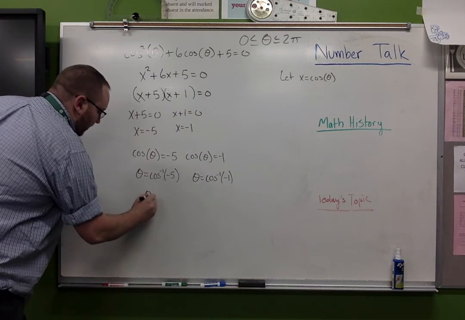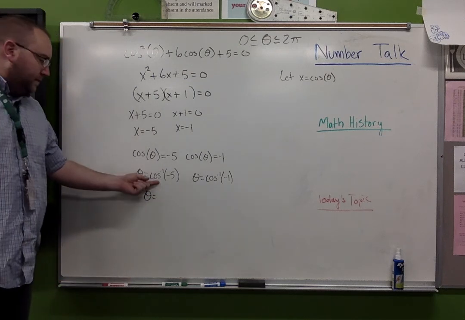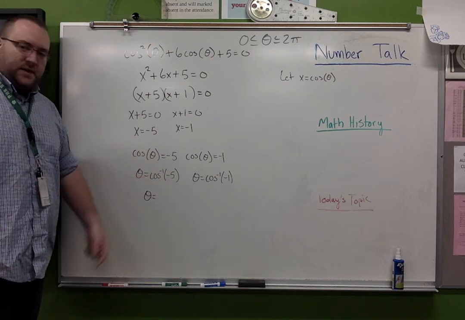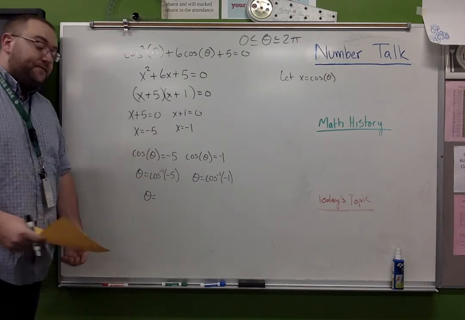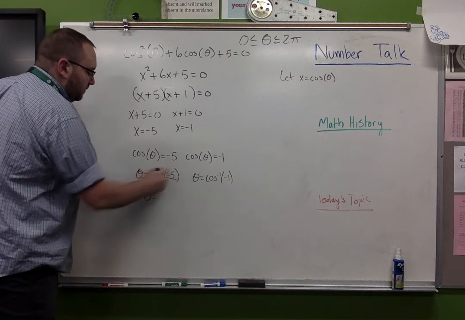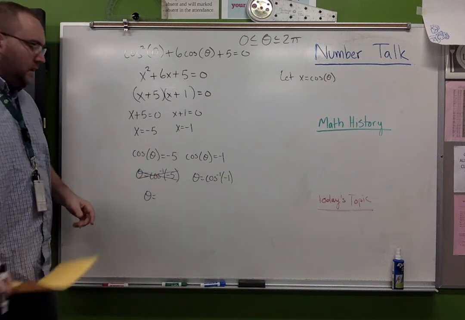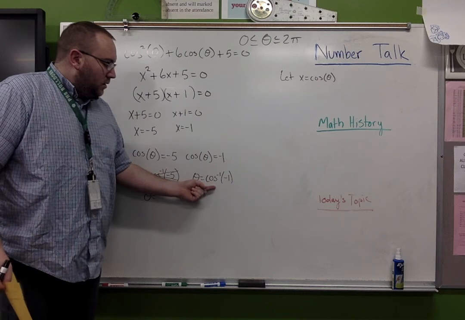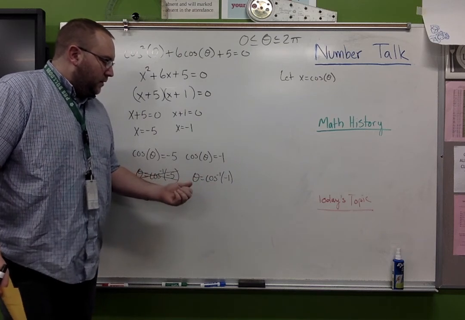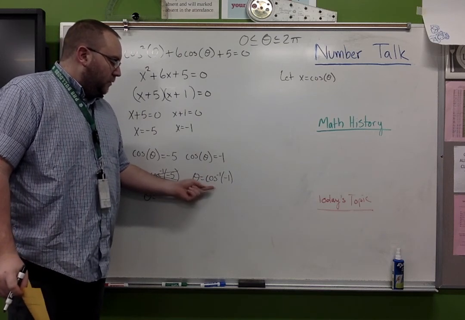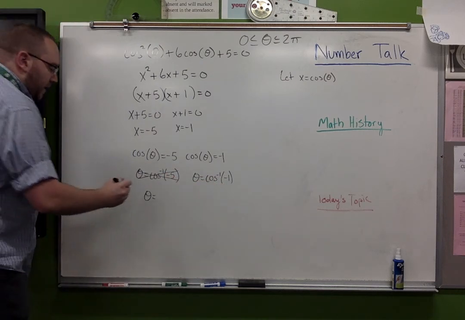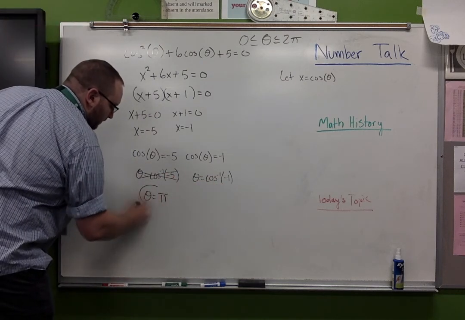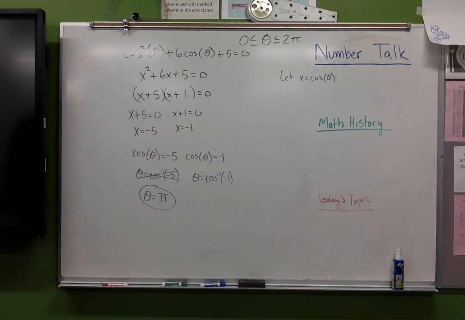So theta equals, well, what angle, when you take its cosine, gives you negative 5? Look on your unit circle. There isn't one. So this is an extraneous solution. We don't use it. How about here? Look on your unit circle. What angle, when you take its cosine, gives you negative 1? Pi. And it's just pi. There's your answer.